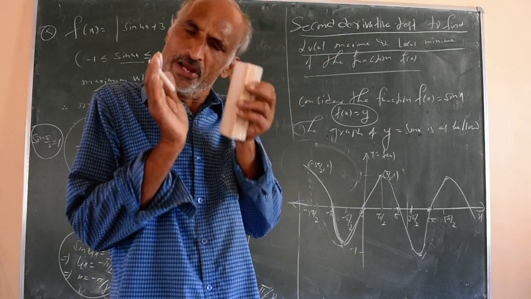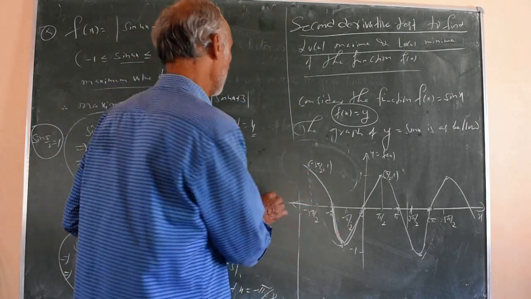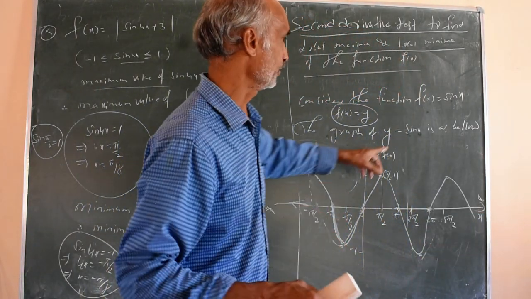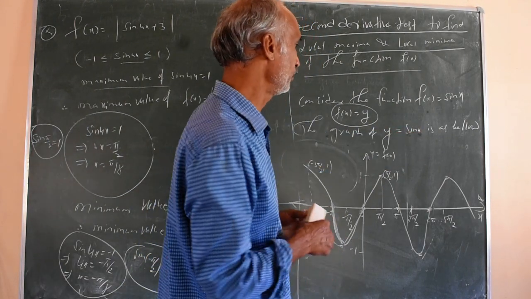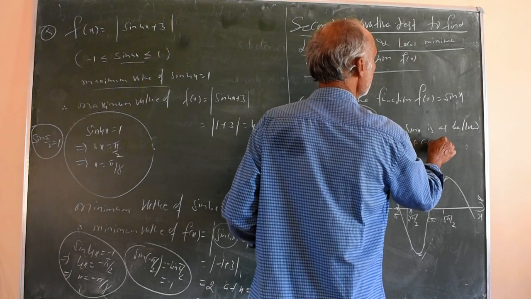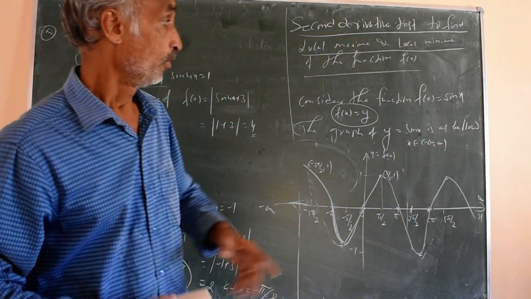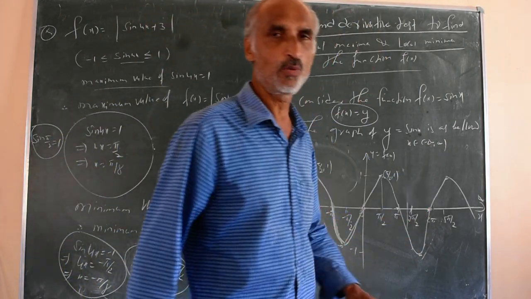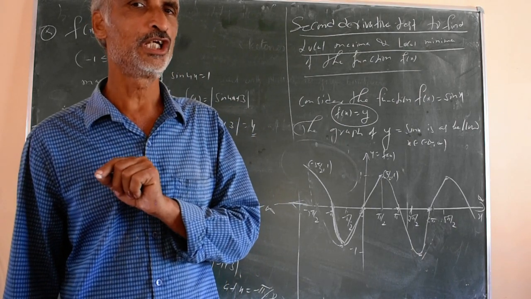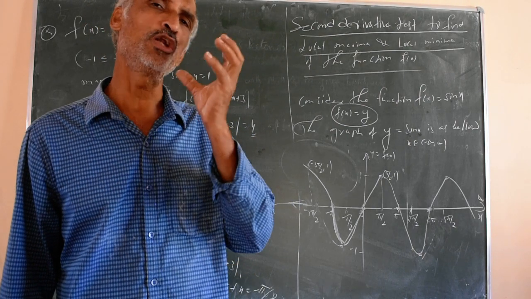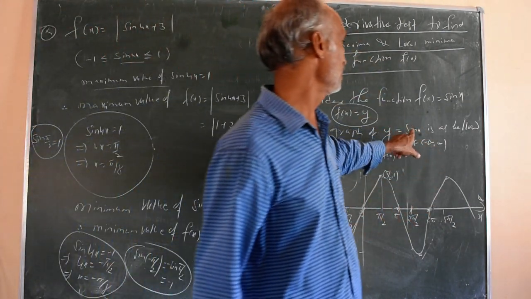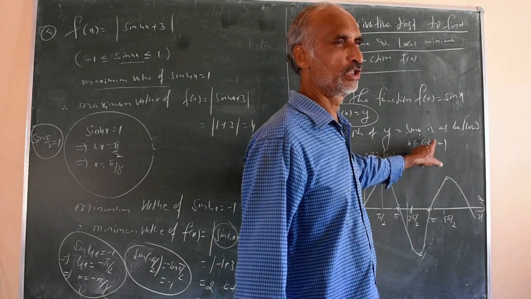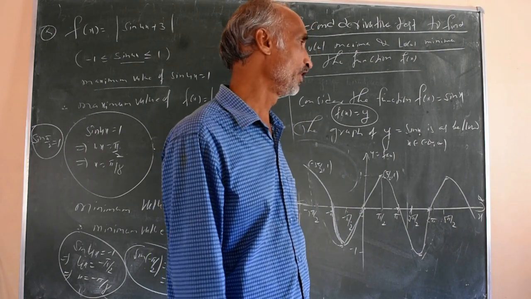Therefore, the entire domain ranges from minus infinity to plus infinity. For y equals sin x, x can take any value from minus infinity to plus infinity. In that main domain, there are so many subdomains. In each subdomain, the curve attains maximum and minimum. The entire domain means x can take any value from minus infinity to infinity.